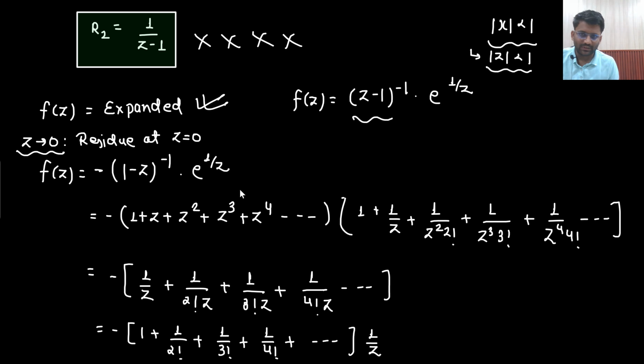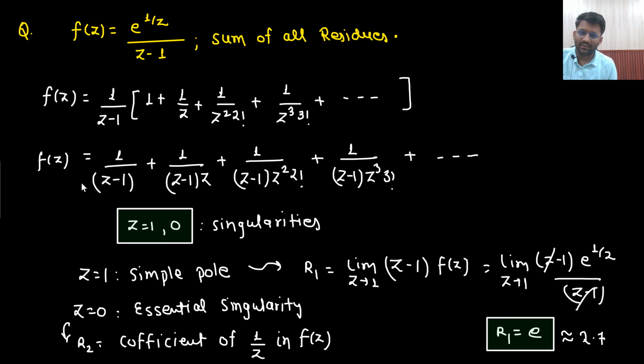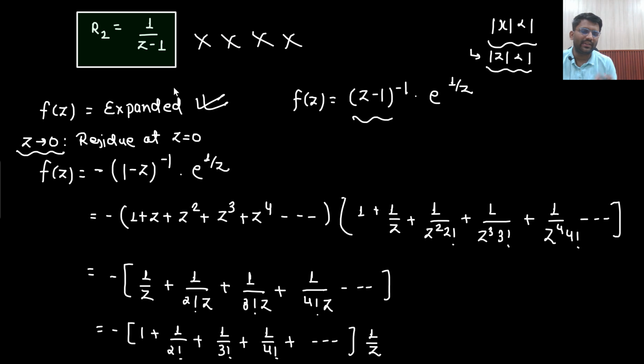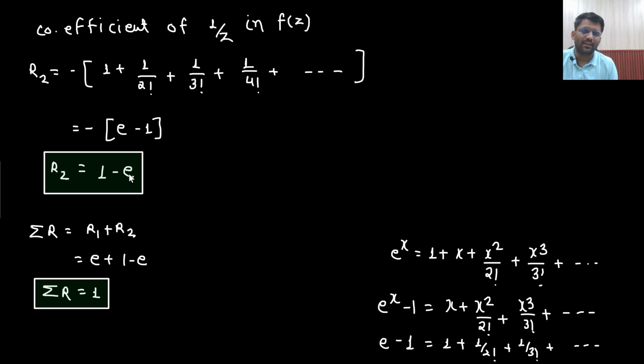Sir, if I do this process, if I expand in this manner, then I see the coefficient of 1 by z is coming out to be 1 upon z minus 1. That is absolutely incorrect, sir. If it is incorrect, what error have I done? I forgot to expand. I need to expand this term as well. So this is how I will expand it and this is how I will get the answer. What is the answer I am getting? 1 minus e. So the summation is 1.